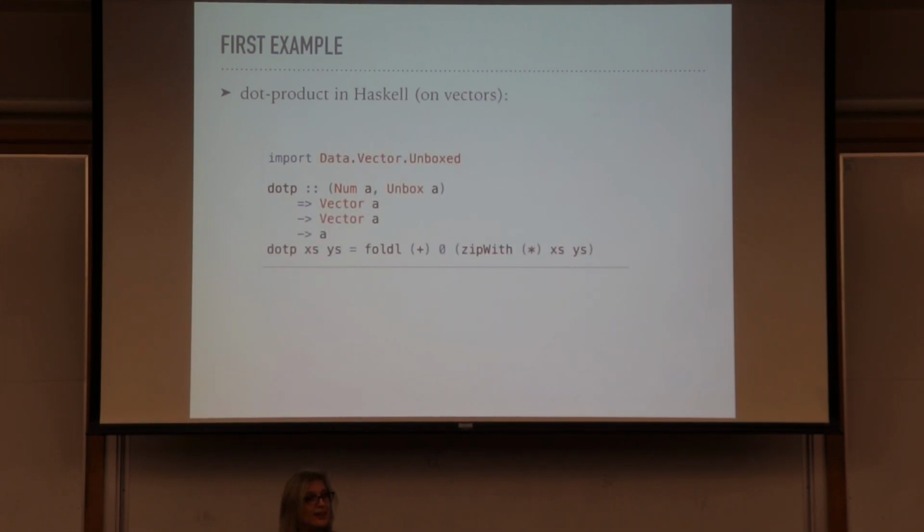Now, lists are the go-to data structure in Haskell if you have a collection, but if you care about performance, they are not necessarily the best solution. So another solution would be this library vector, and you can have vectors of unboxed values. What does it mean for a value to be unboxed?